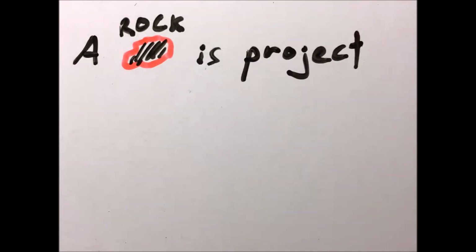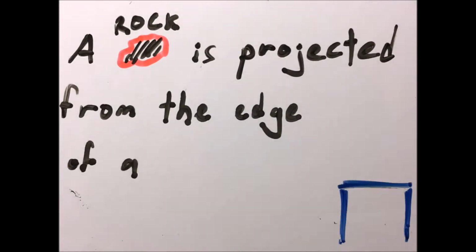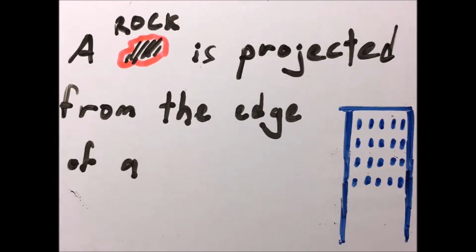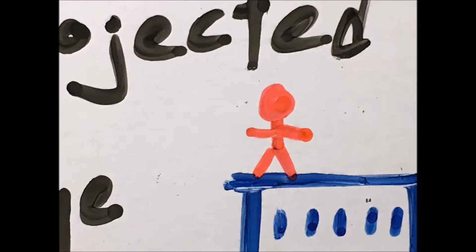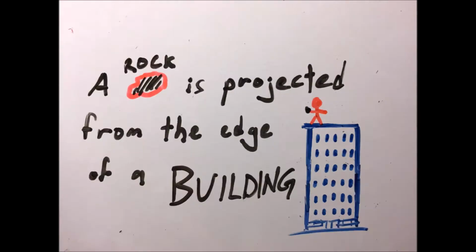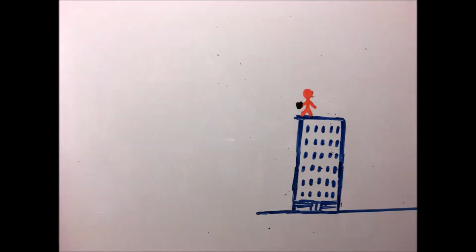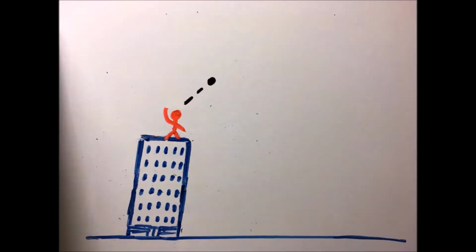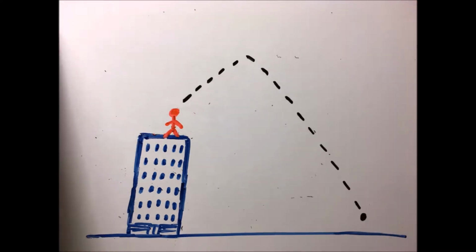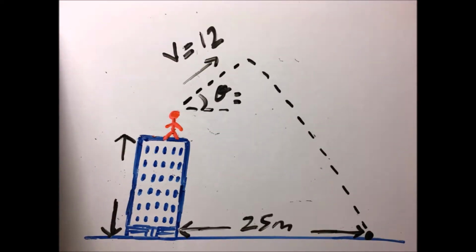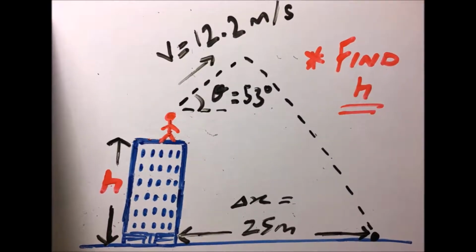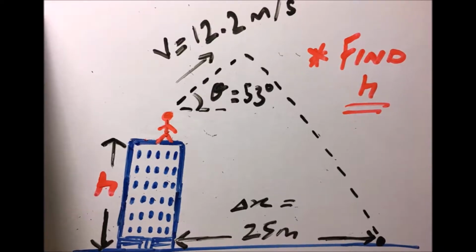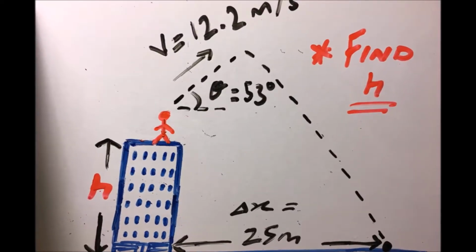Imagine a simple rock being projected from the edge of a building. It's thrown at a velocity of 12.2 meters per second at an angle 53 degrees above the horizontal. It's also noted that the displacement between the base of the building to the final position of the rock is 25 meters. Hence, the question asks, what is the height of the building?